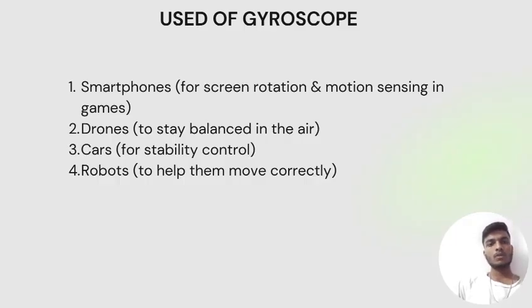Next, uses of the gyroscope. In smartphones, it is used for screen rotation and motion sensing in games. In drones, it is used to stay balanced in the air. In cars, it is used for stability control, and in robots, it is used to help them move correctly.